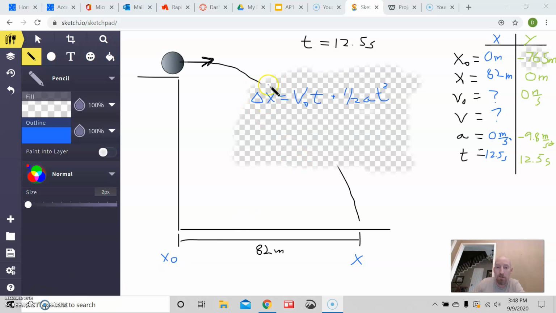So in this case, our delta x would be final minus initial, which would be 82, right? So 82 will go right here. I'm going to solve for V naught. Right? This all goes away. Let me just do this real quick. As all this cancels out, because our acceleration is 0 in the x-axis, and that all goes away, we're left with delta x equals V naught t. We can solve for V naught.